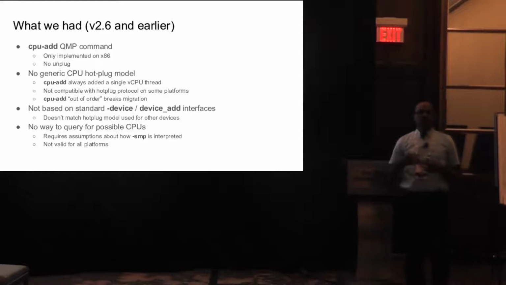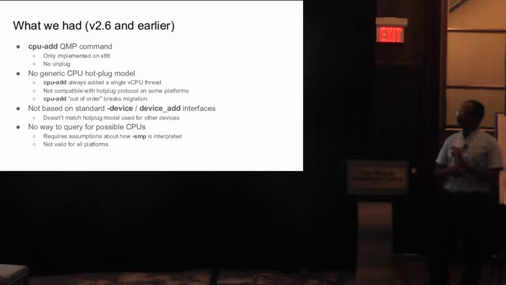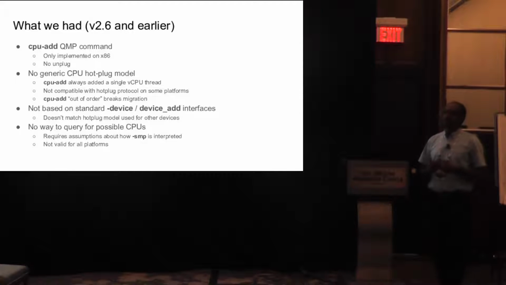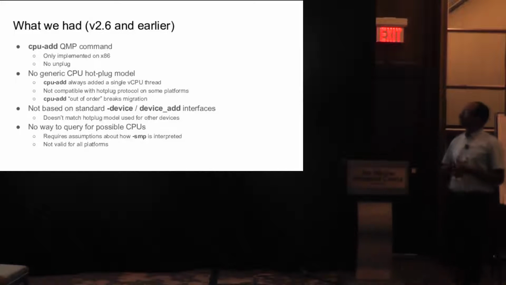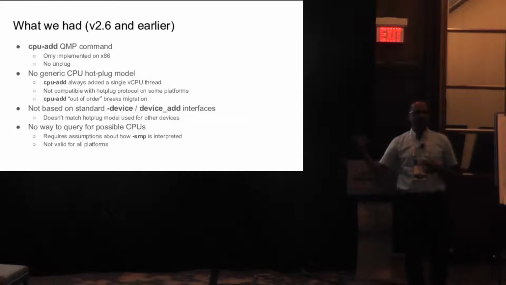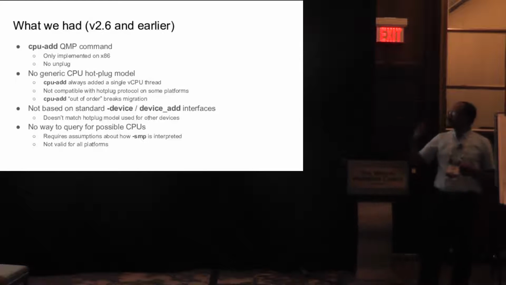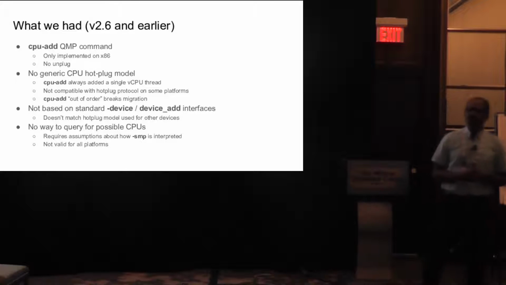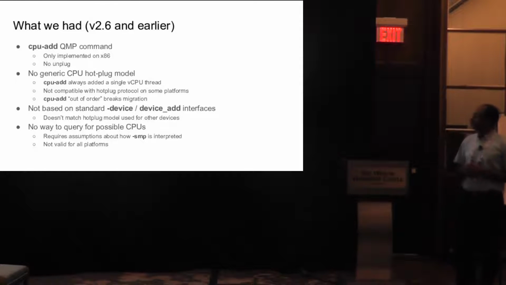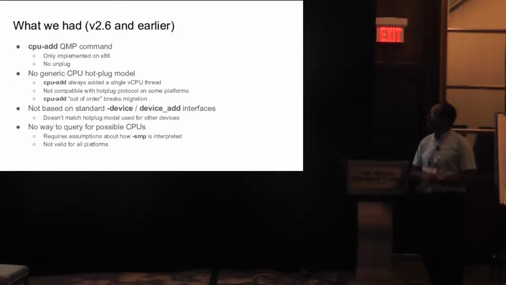The semantics of cpu-add is such that it adds one CPU thread at a time, which made sense for x86 and worked for x86, but for platforms like Power, the minimum granularity of adding a CPU is a CPU core, which is a bunch of threads actually. So that wouldn't work. The semantics wouldn't just work for other platforms like PowerPC. And the other thing that I have noted down here is that doing out of order CPU addition would break migration. So these were some of the limitations we had.